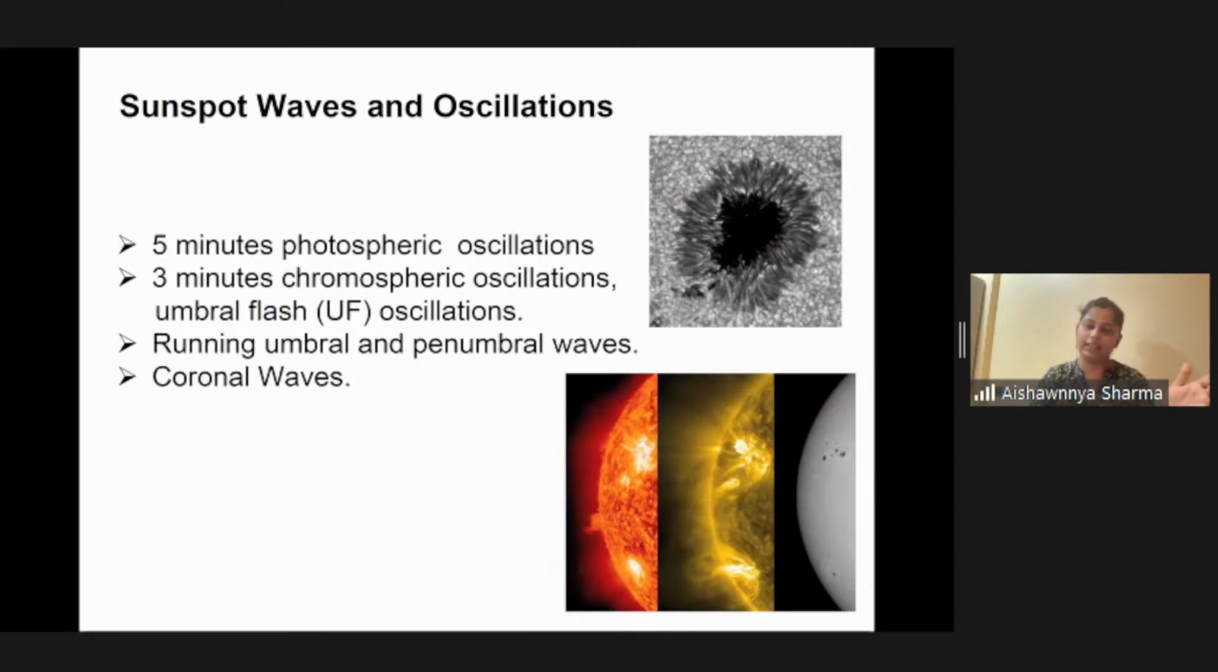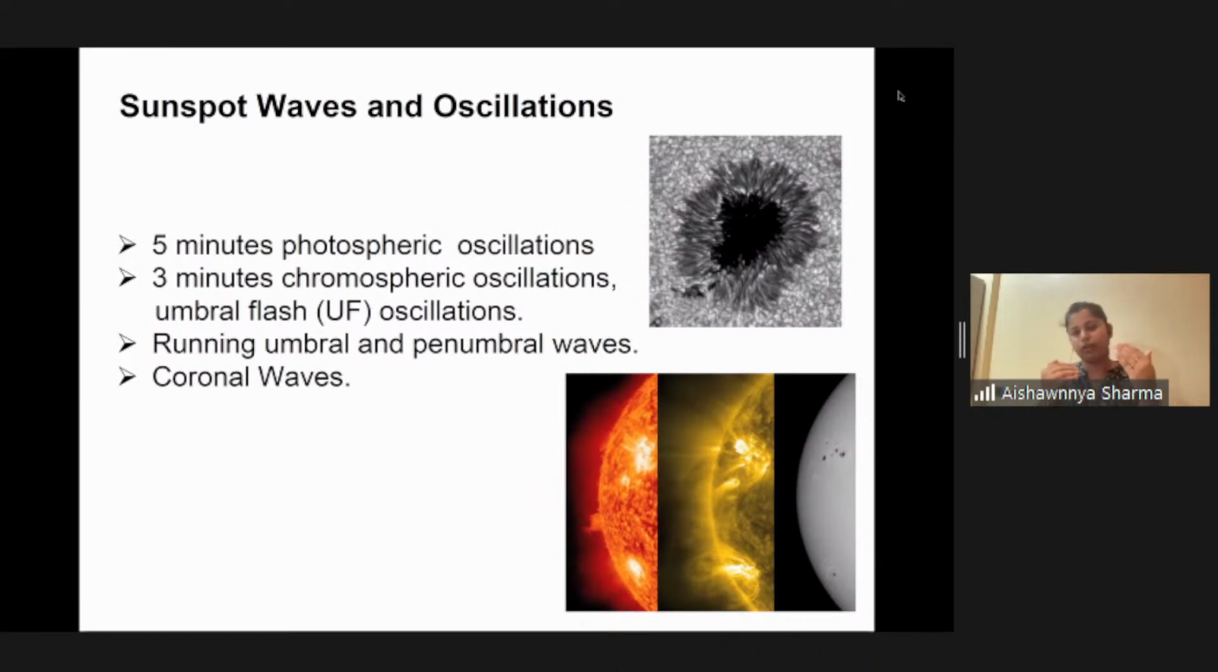If we look at it radially, from the umbra to penumbra, going radially outward, we have these running umbral and penumbral waves. We can see some propagations of umbral waves, then some penumbral waves, radially outward. And finally, we have those coronal waves, the same sunspot in the corona. Along these structures, these magnetic field lines also, we can see some propagation of waves, and they are known as coronal waves.